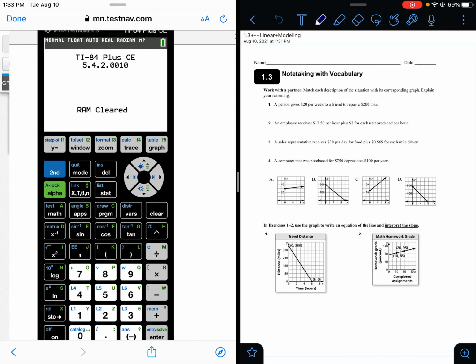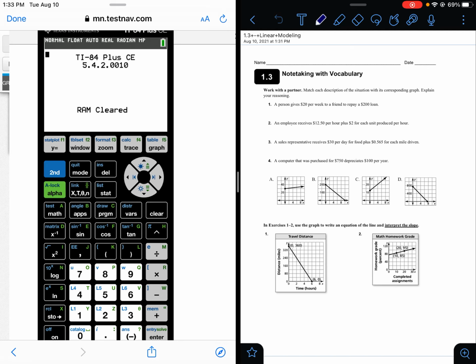Okay, welcome to lesson 1.3 on linear modeling. This one is going to require a graphing calculator. As you can see here, I have the one that is online, though you guys can use this one, or obviously you can use a physical graphing calculator, but it is necessary for this lesson. So if you don't have one, pause the video and go ahead and grab one.